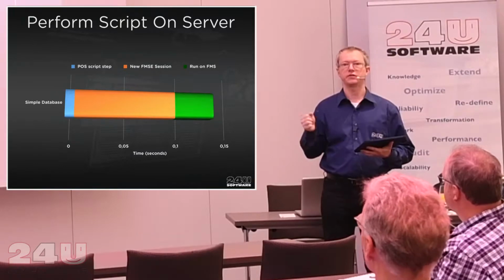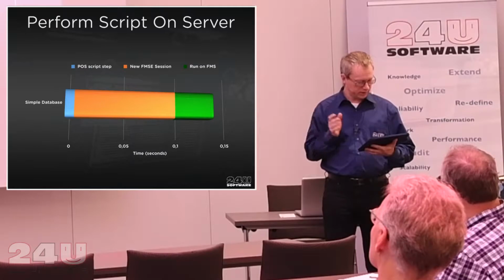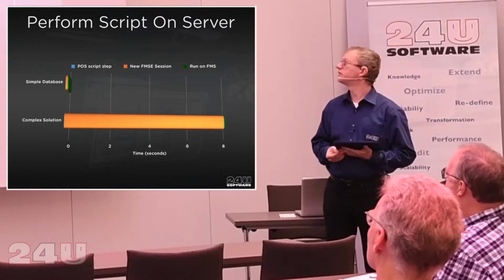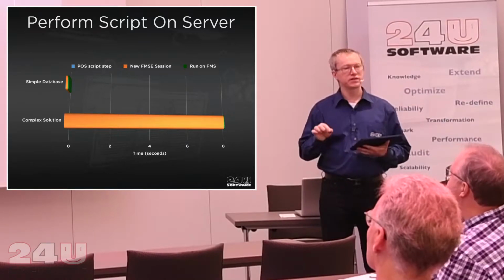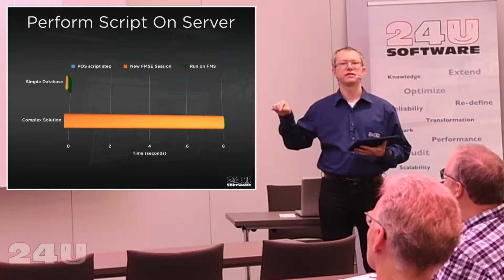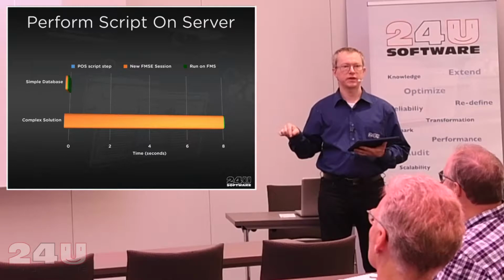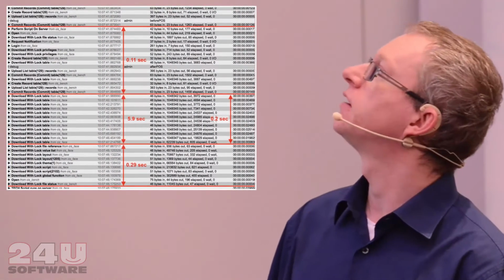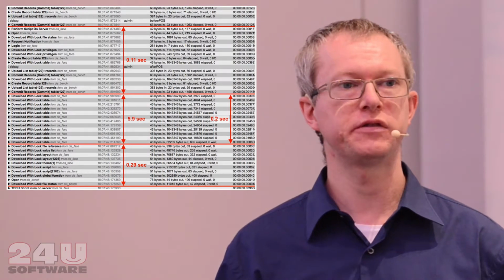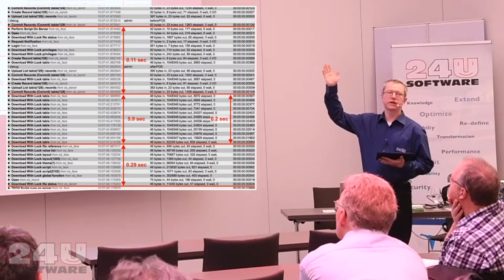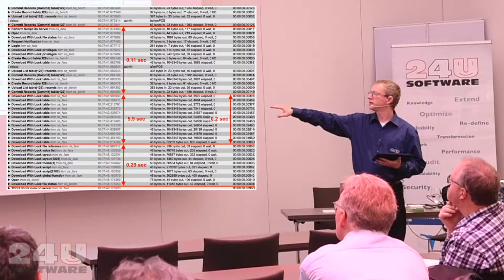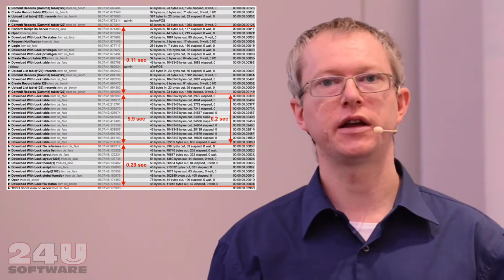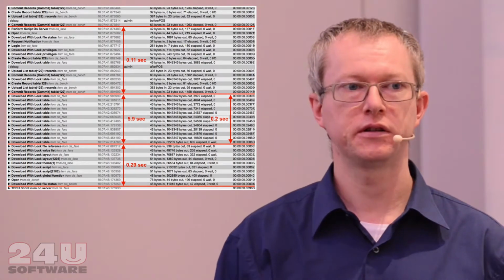Trying to perform script on the server in a very simple new empty database was taking just a few milliseconds. But when I tried that in our solution, and I just did perform script on server running an empty script, it took 8 seconds. I discovered what happens under the hood when I run a perform script on server in our solution. That perform script on server is at the top here, and the last line here is actually the point when the server-side script starts running. Everything between is the overhead of the FileMaker Server scripting engine opening the new session.